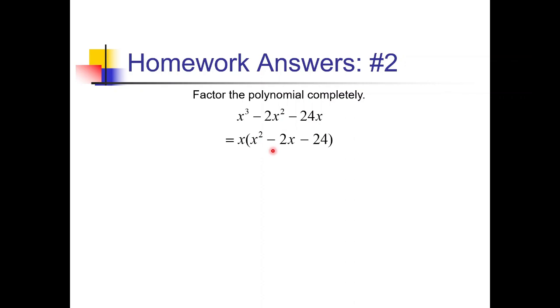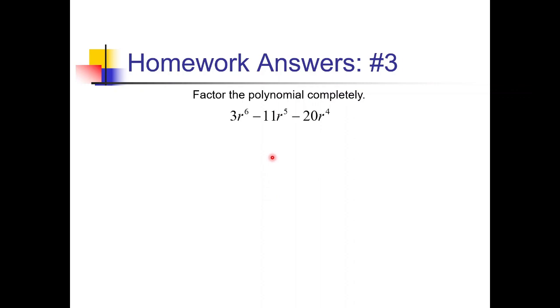And now can I factor the leftovers a little bit more? Well, what are two things that multiply to negative 24 and add up to negative 2? Let me think. 1 and 24 doesn't work, 2 and 12 doesn't work, neither does 3 and 8. But 4 and 6 works, positive 4 and negative 6. So we've got x plus 4, and we have x minus 6.